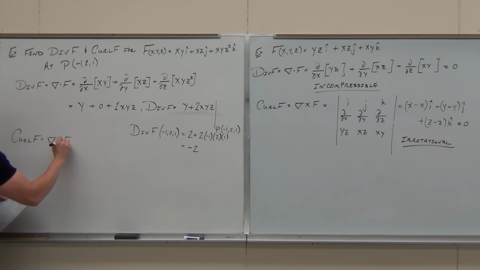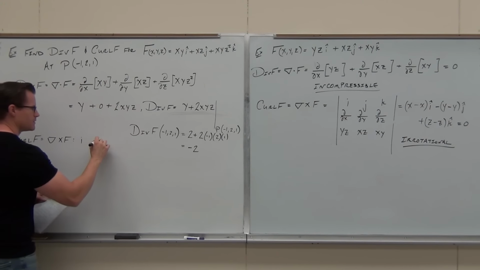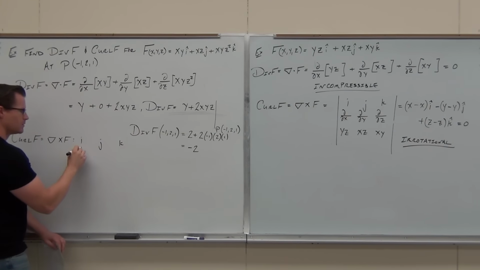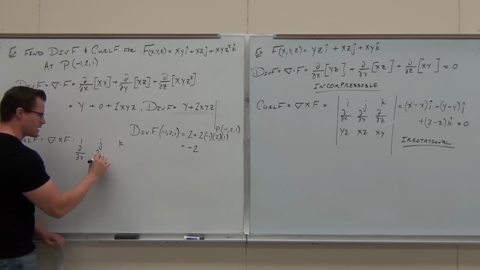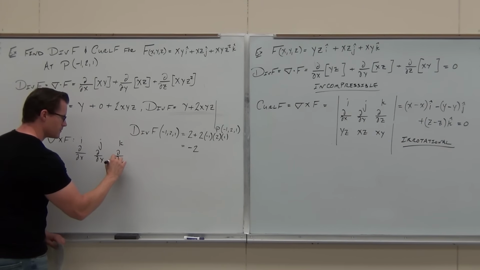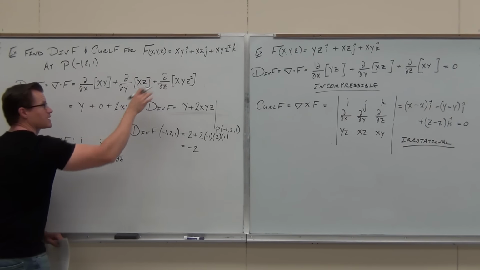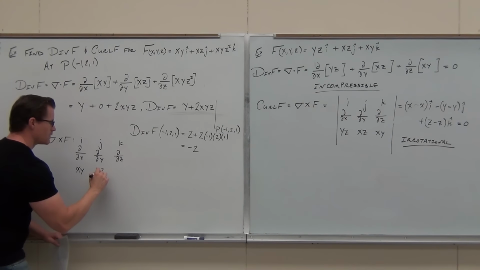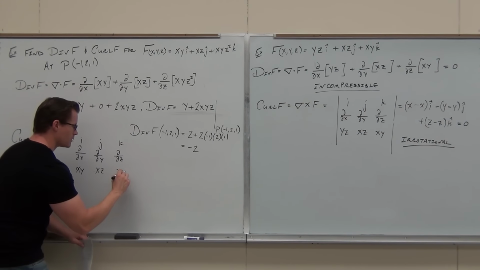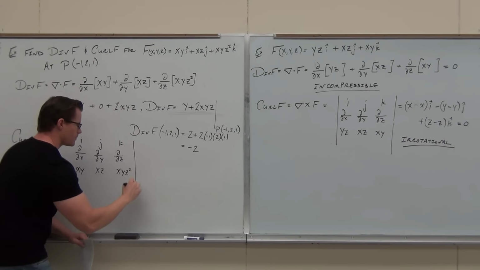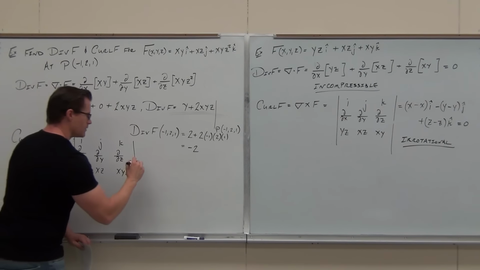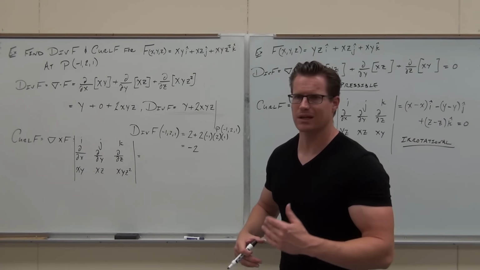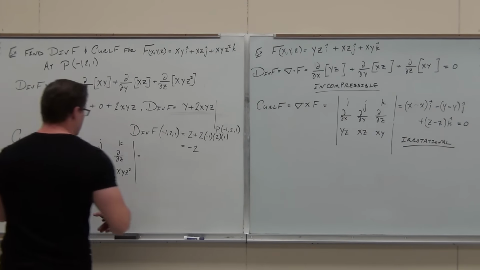So curl, same thing as always. We're doing a cross product. We have i, j, k, partials with respect to x, y, and z, and then we have the same exact functions that give us our x component, our y component, and our z component. We should have a little bit more work to do here because it's more involved. We're not going to get a whole bunch of zeros. So first one, can you help me with it?